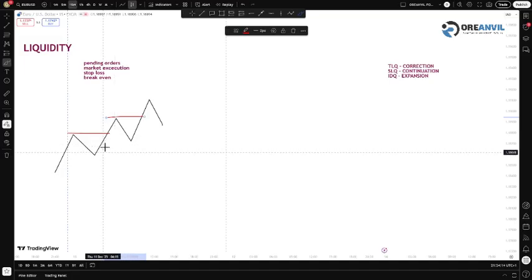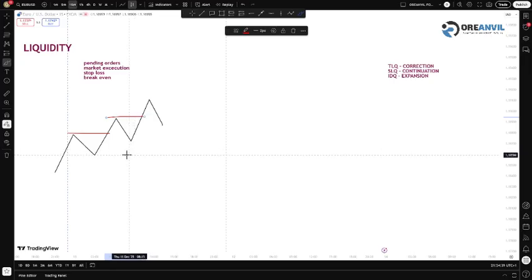When we get to the liquidity cycle, you're going to understand the phase we are in. So when you know you are having a transactional liquidity, you are expecting a correctional phase, which means a transactional liquidity has to be taken. And when a transactional liquidity is taken, you are expecting a correction.